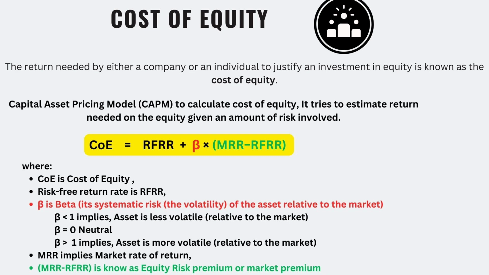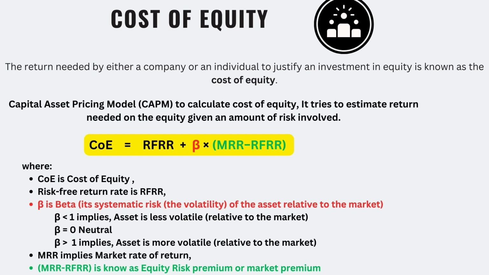The terms that are used in this equation are, first, the risk-free return rate. This is the minimum rate of return that an investor can get without any risk. The government treasury bill is considered the safest investment, and the interest rate that it gives can be considered the risk-free return rate. The term beta here represents the systematic risk, which is basically the volatility of the asset with respect to the market. If beta is less than 1, that means the asset is less volatile relative to the market. If it is 1, then the asset is neutral, and if beta is greater than 1, that implies that the asset is more volatile relative to the market.